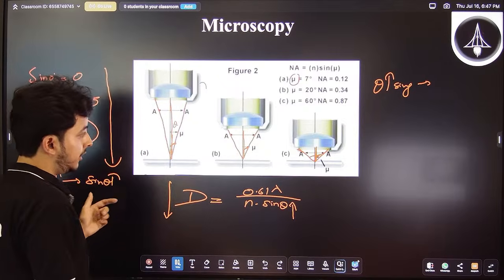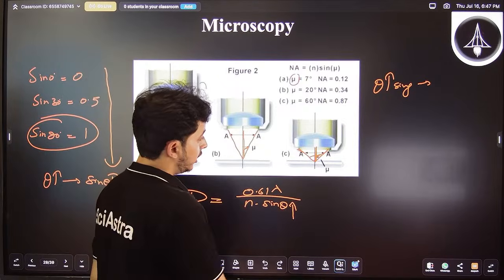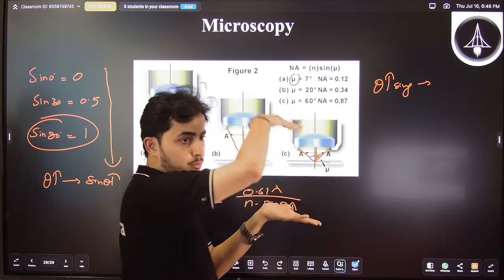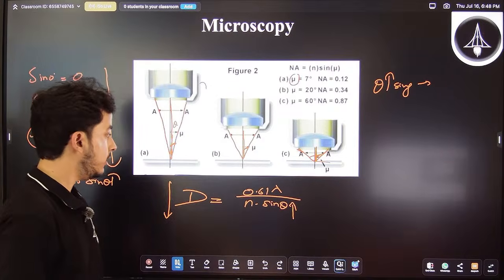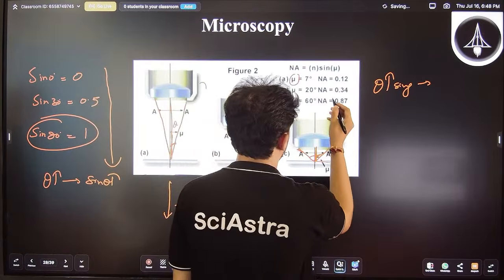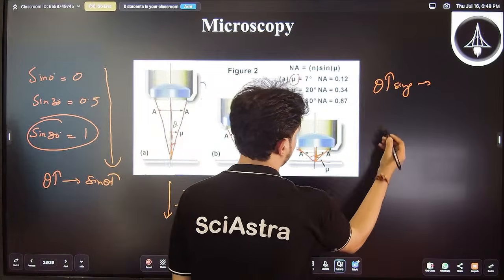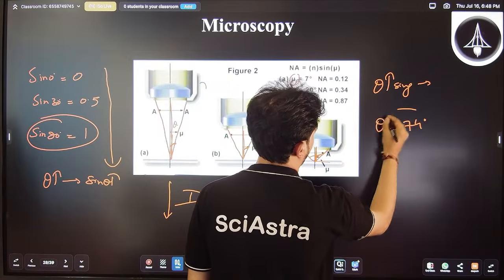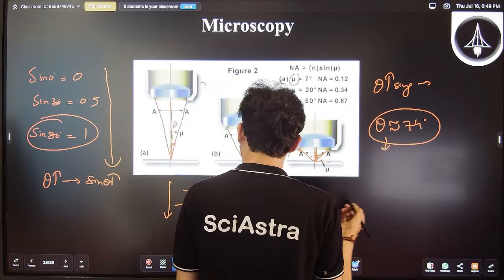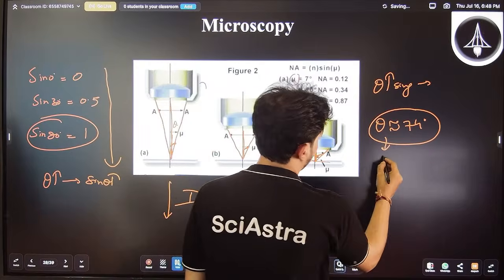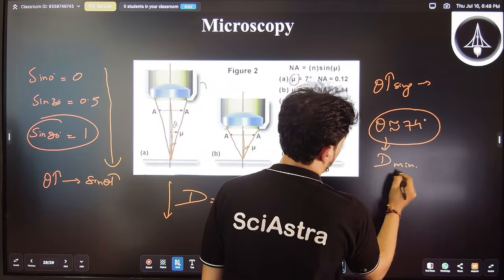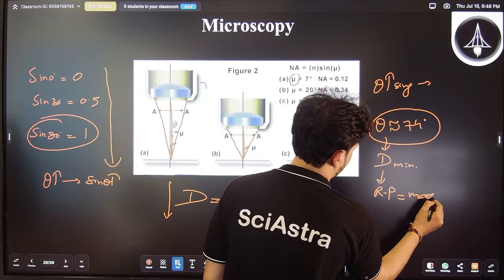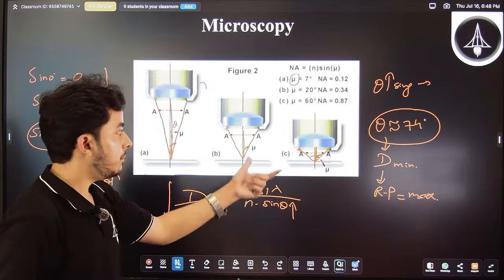Now, but 90 degrees is not practically possible, because if it is 90, the lens will be so close that it will just bombard the sample. So that is not possible for practical purposes. For practical purposes, this theta value is approximately 74 degrees. At this particular value, the limit of resolution is minimum and the resolving power is maximum. So that is what happens in practice.